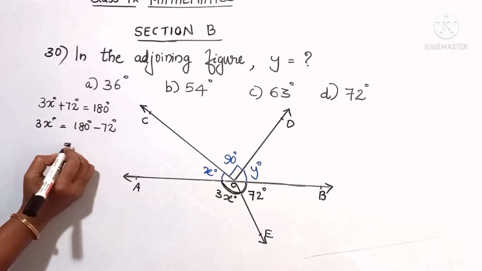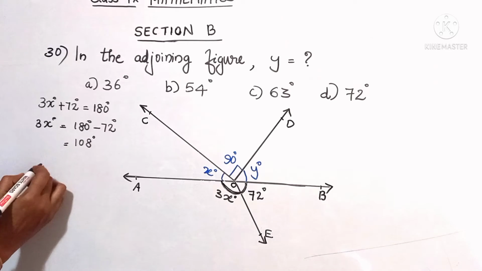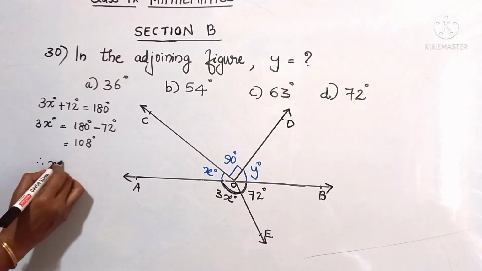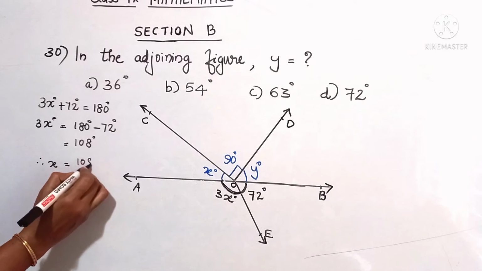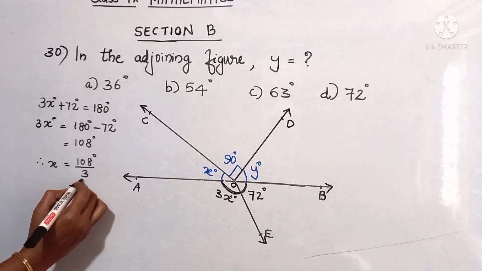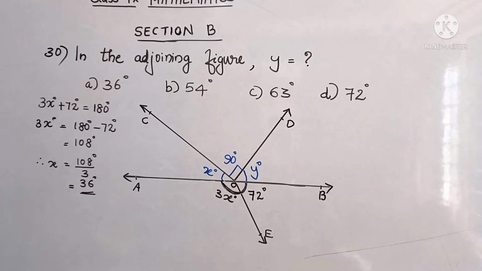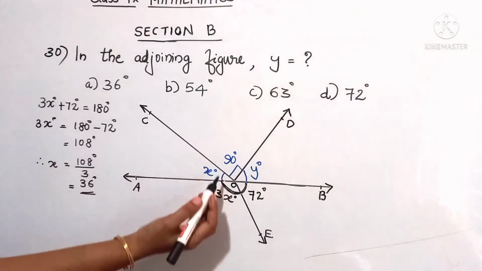That is equal to 108 degree. We are getting 3x. Therefore, x is equal to 108 degree divided by 3, that is equal to 36 degree. We are getting the value of x as 36 degree. Next, we have to find the value of y.